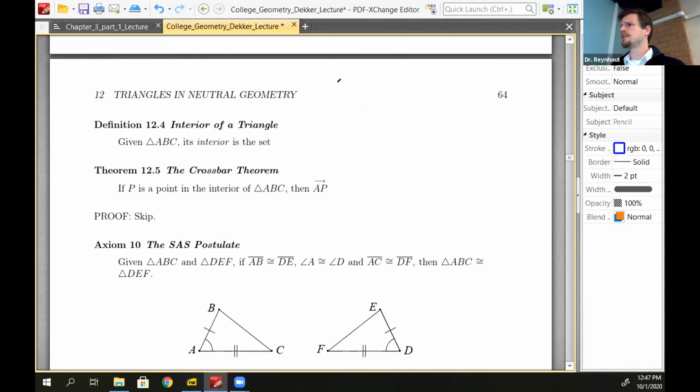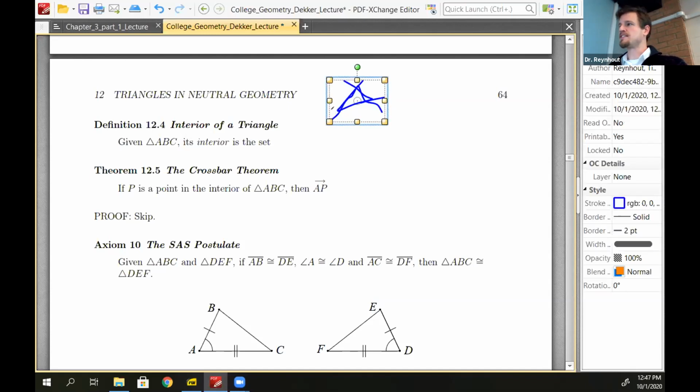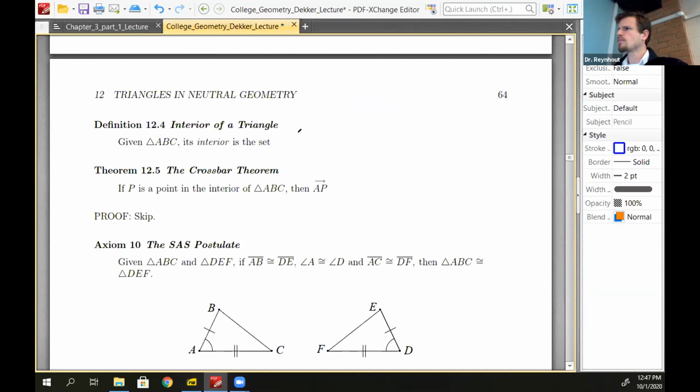Interior of a triangle. We looked last time at the interior of an angle, and we said that the interior of an angle is the intersection of everything on one side of a line and everything on the other side of the line, giving us this overlap. We have to remember that for our definition of the interior of a triangle, because a triangle is three angles. So the interior of the triangle is the intersection of the interiors of those three angles. It is the set, the interior of angle A intersected with the interior of angle B intersected with the interior of angle C. So that makes sense.